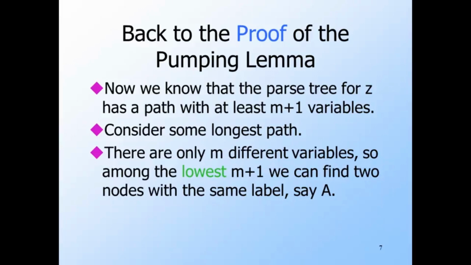In fact, to make sure we pump short pieces, let's look only at the bottommost m plus 1 variables along this path, which could be much longer than m plus 1, and we know that 2 of them must be the same. On the next slide, we'll see what the parse tree must look like.